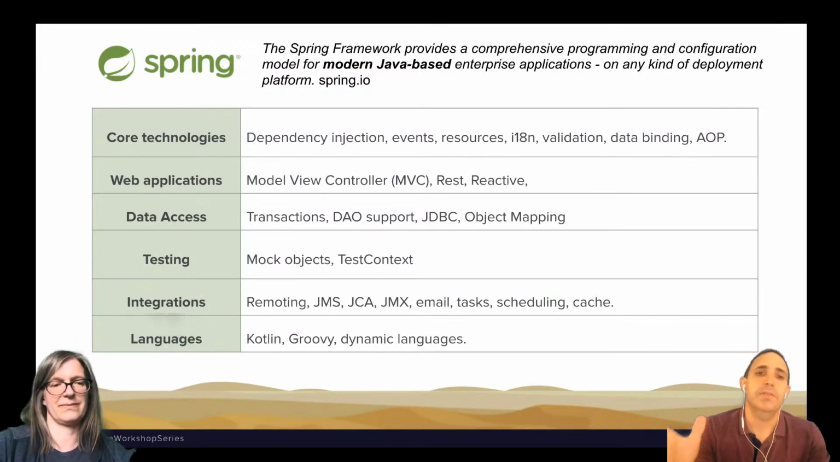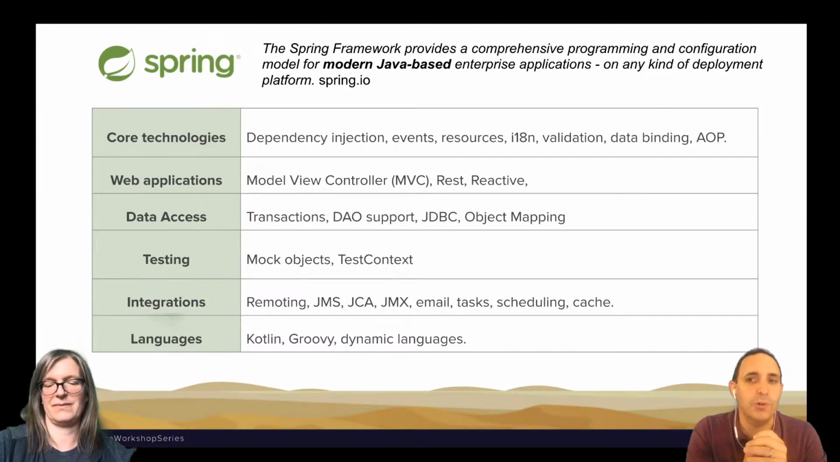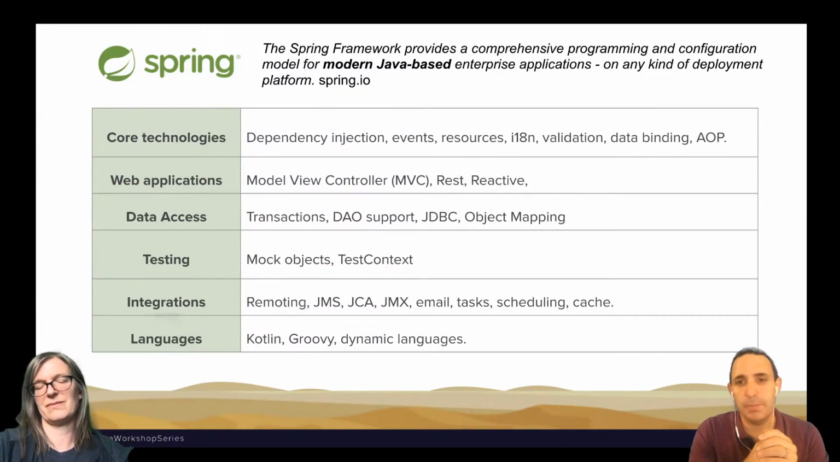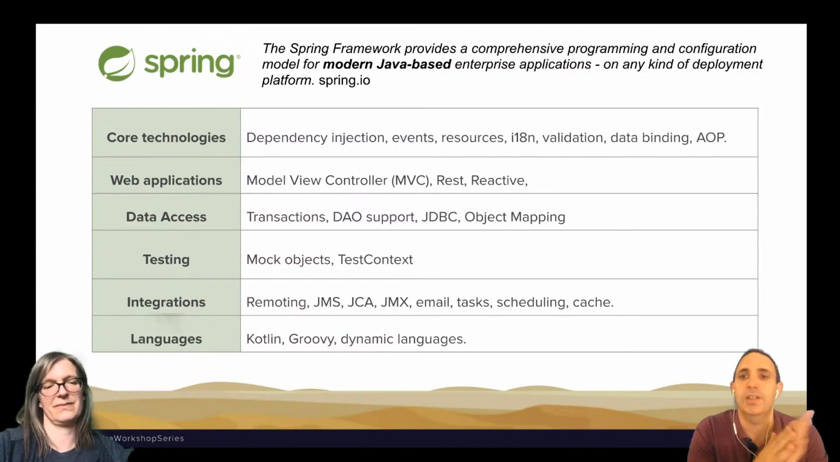Okay, so Spring provides a comprehensive programming and configuration model for modern Java-based enterprise applications. So that's really a way of programming. At the core technology, there is dependency injection, which is inversion of control, handling events, internationalization, validation, binding, and aspect-oriented programming.